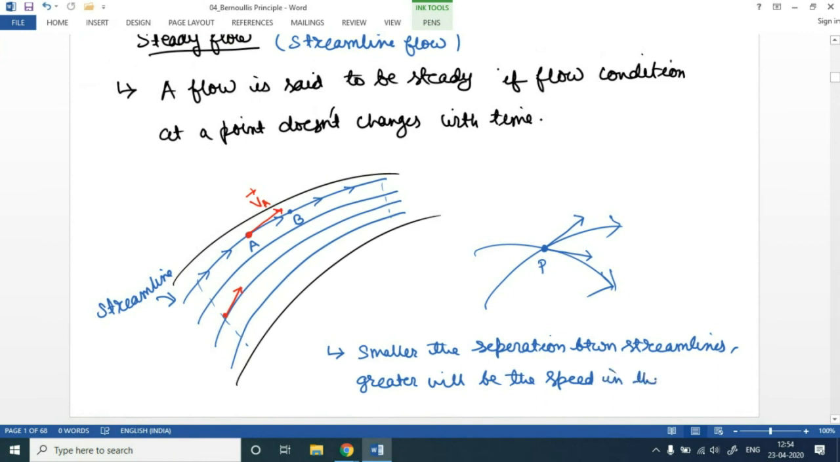in that region. Just by looking at the pattern of streamlines, let's take one point P here and another point Q here. This is Vp and this is Vq. In the region of Q, you can clearly see that the streamlines are closely spaced, and in the region of P, the streamlines are widely spaced. So very clearly you can say that Vq is greater than Vp: speed at Q would be greater than speed at P. So this was about streamlines.